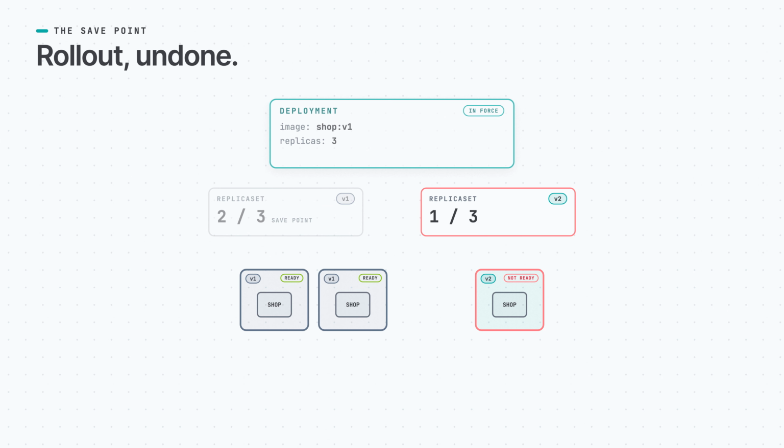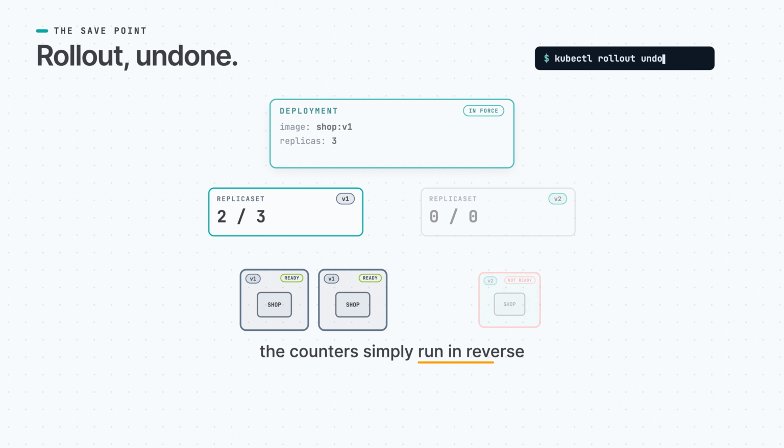And here is the payoff for that middleman. Version 1's ReplicaSet never left. It was parked at 0, a save point. One command, rollout undo, and the counters simply run in reverse. You are back on the old version.